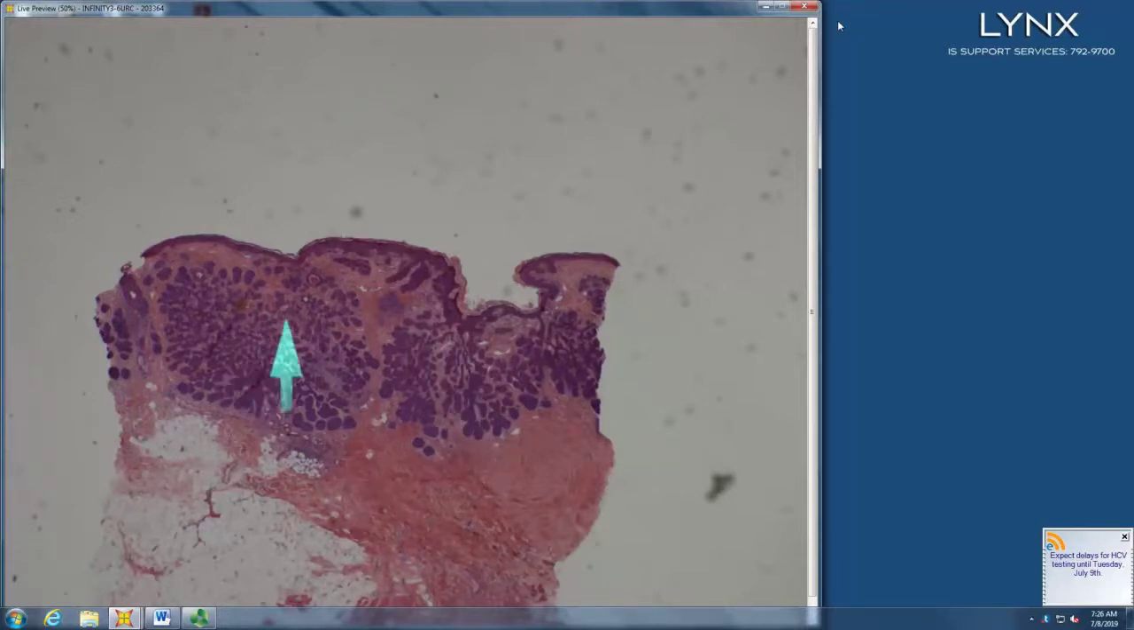Pink strands, blue buds, horn cysts. Maybe like infundibulocystic BCC or basaloid follicular hamartoma, both of which can look like this, and you really need history and physical exam to tell them apart.